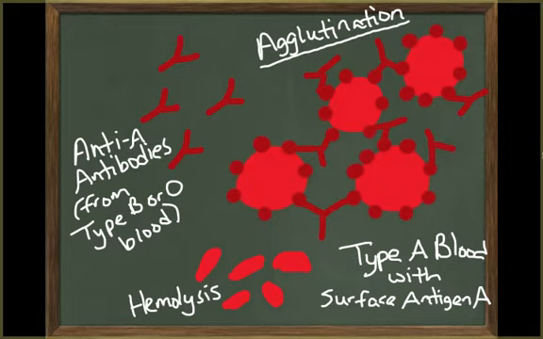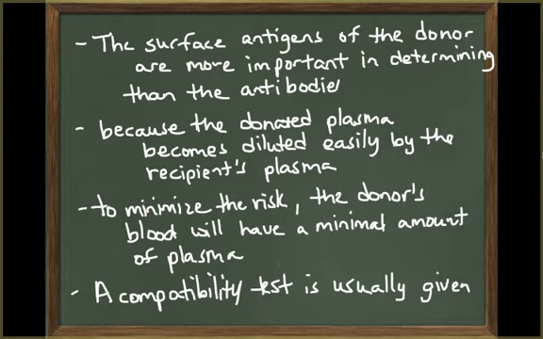These cross reactions or transfusion reactions can be prevented by ensuring that the blood types of the donor and the recipient are compatible. The surface antigens on the donor's cells are more important in determining compatibility than the antibodies in the donor's plasma. This is because the donated plasma is diluted quickly through mixing with the large plasma volume of the recipient. Also, to minimize the risk of a cross-reaction, packed red blood cells with minimal plasma volume will be transfused. A compatibility test is usually performed prior to any transfusion.